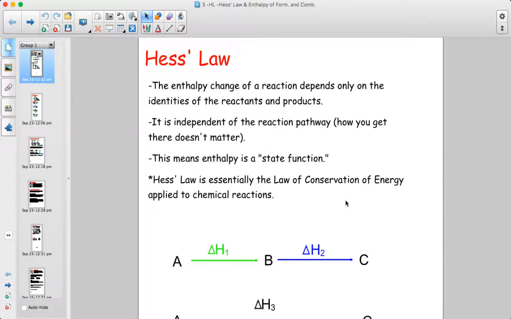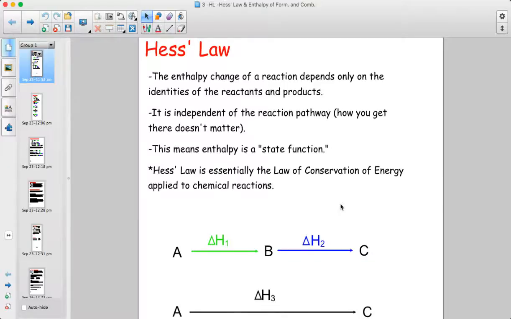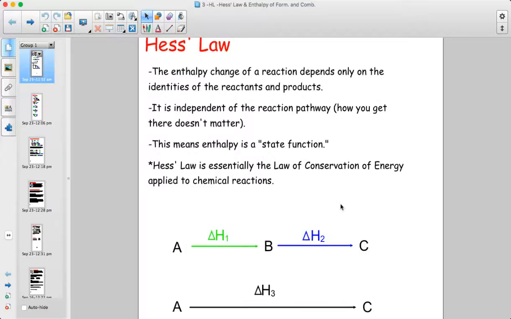The next topic in energetics is what we call Hess's Law. Hess's Law says that the enthalpy change of a reaction depends only on the identities of the reactants and products. Another way to say it is that the enthalpy change is independent of the reaction pathway. So how you get from point A to point B doesn't matter. And this means that enthalpy is something that we call a state function.